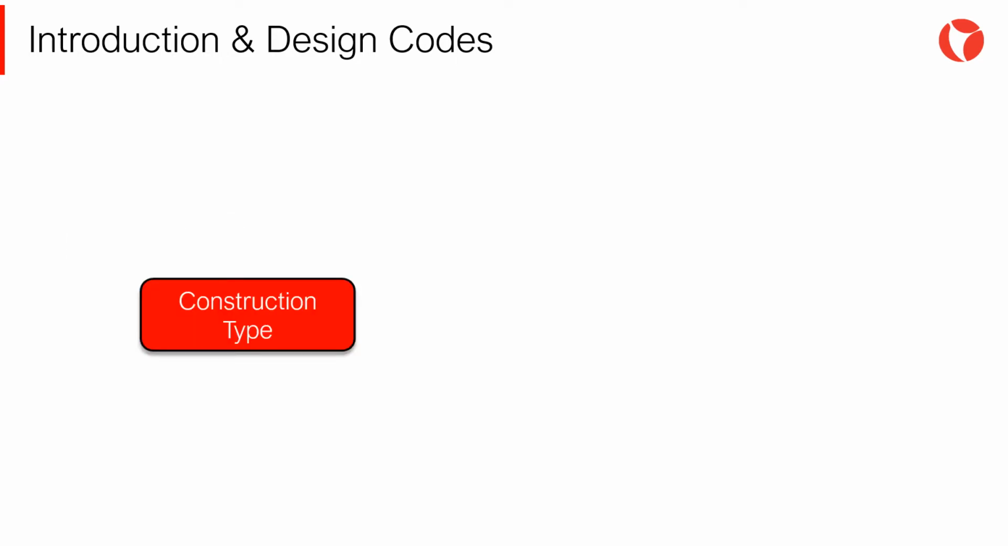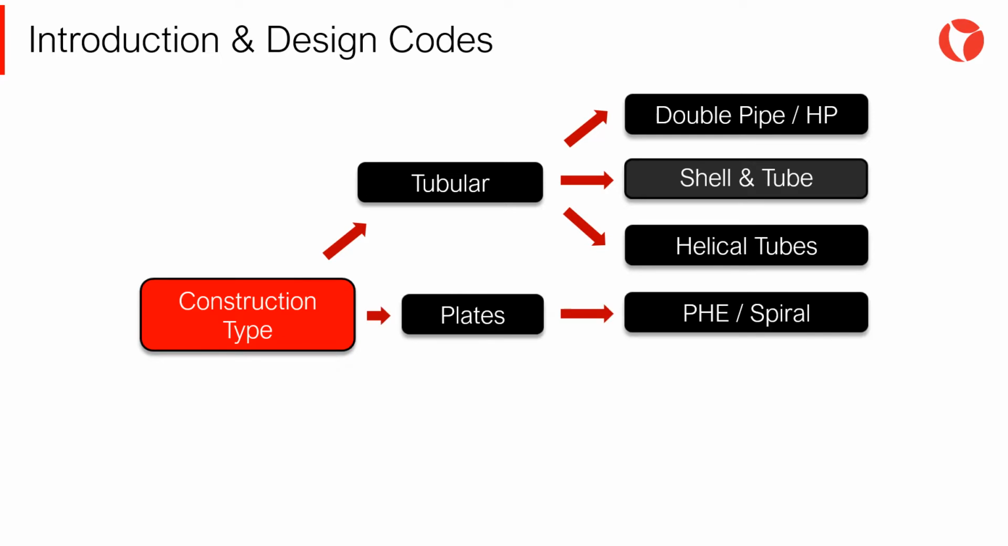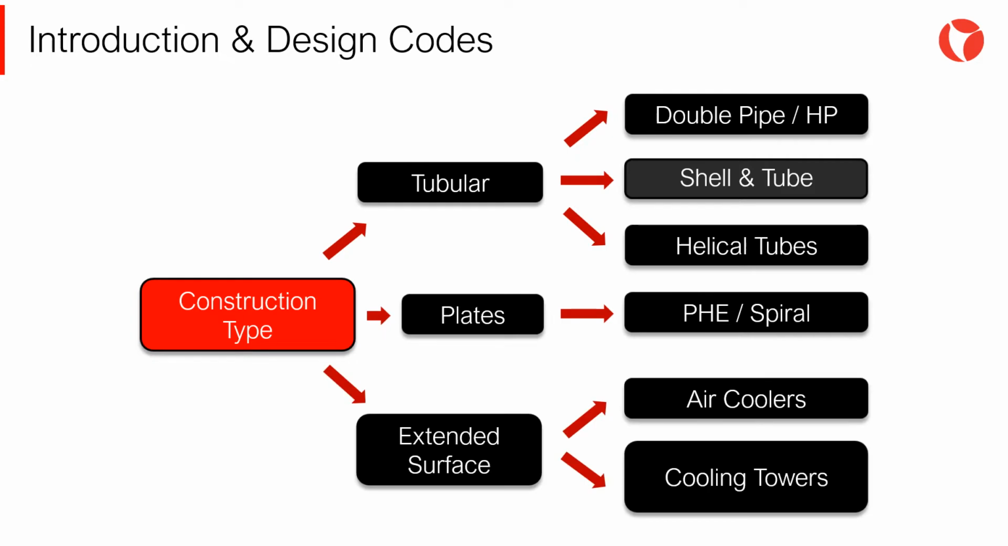A first classification of heat exchangers could be made according to the construction type: tubular, where shell and tube heat exchangers fall; plate and frame, high transfer surface in a condensed footprint; and extended surface, large heat transfer capabilities, such as air coolers and cooling towers.